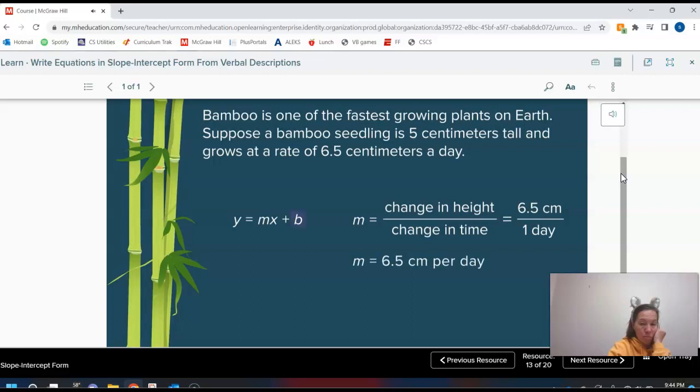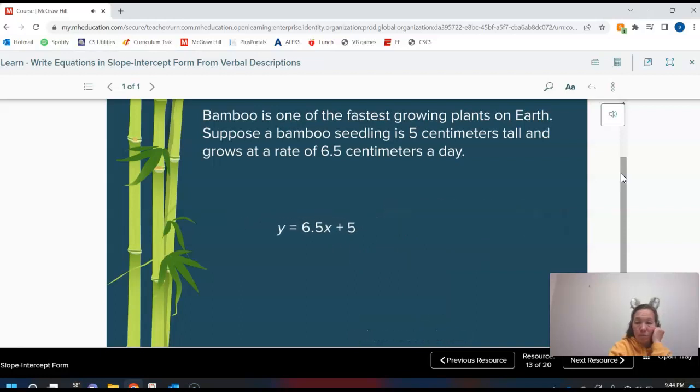Next, find the value of b. b is the y-intercept. This is the initial value, or the initial height of the bamboo plant, 5 centimeters. Substitute the values for slope and y-intercept in the equation. Substitute 6.5 for m and substitute 5 for b in the equation. The equation in slope-intercept form for this relationship is y equals 6.5x plus 5.